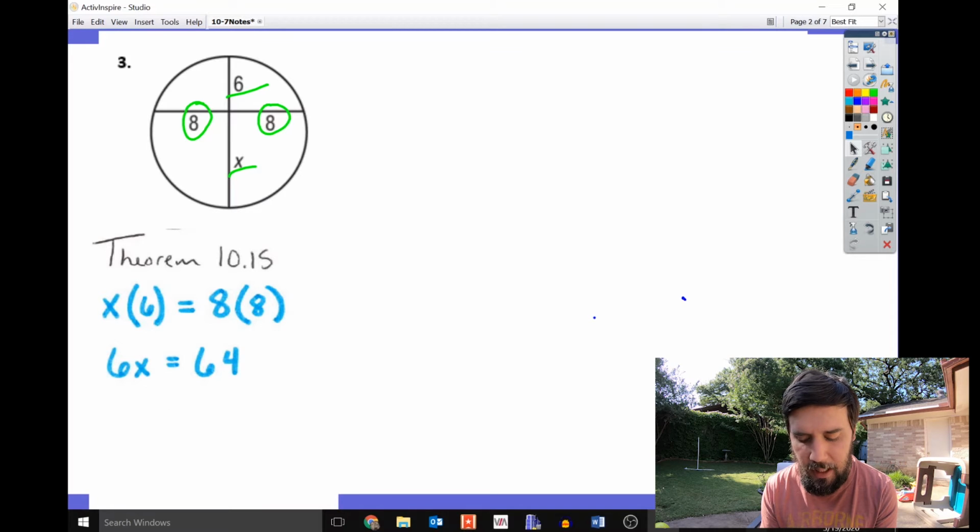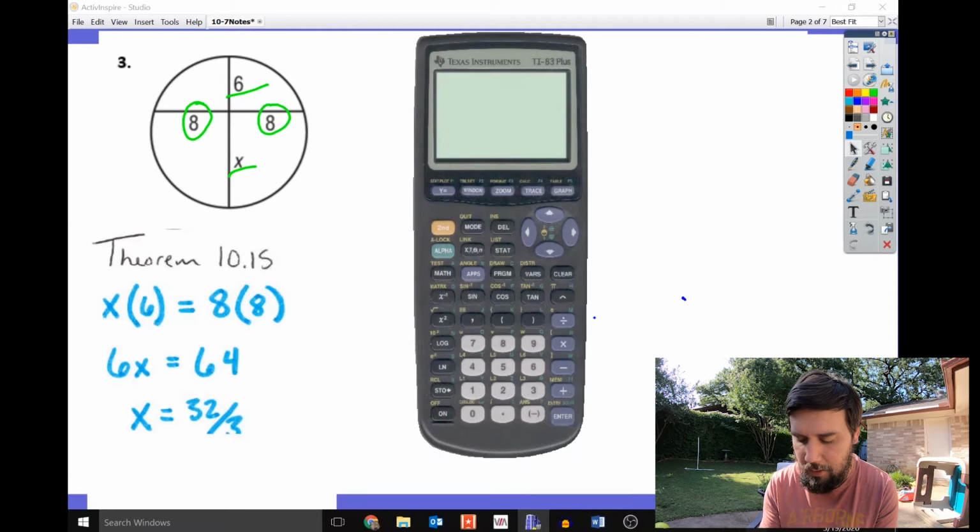Multiply that out, and you get 6x is equal to 8 times 8, which is 64. Then we want to divide by 6, and you're going to get a fraction here. So let me get my calculator just to show you.